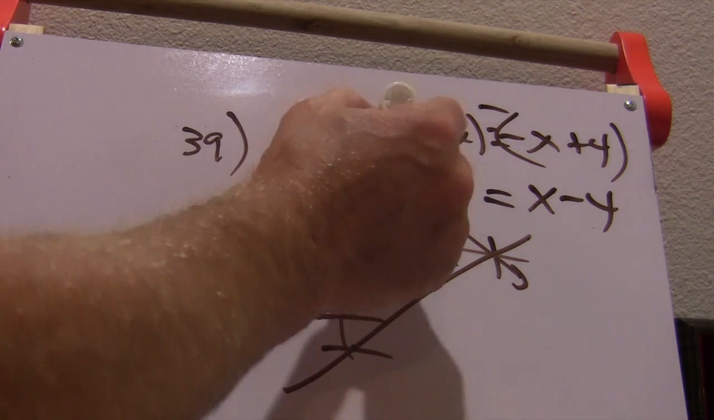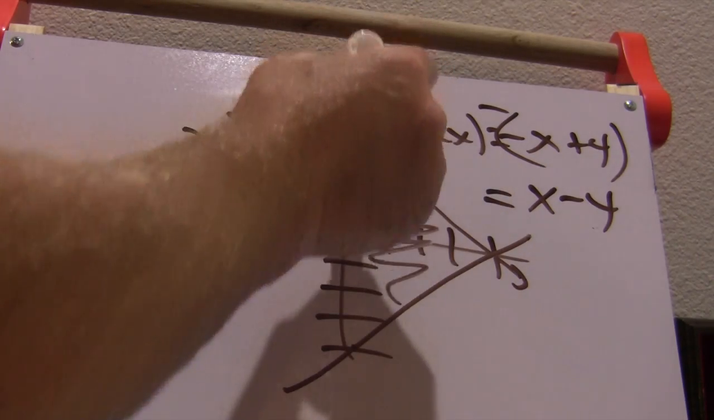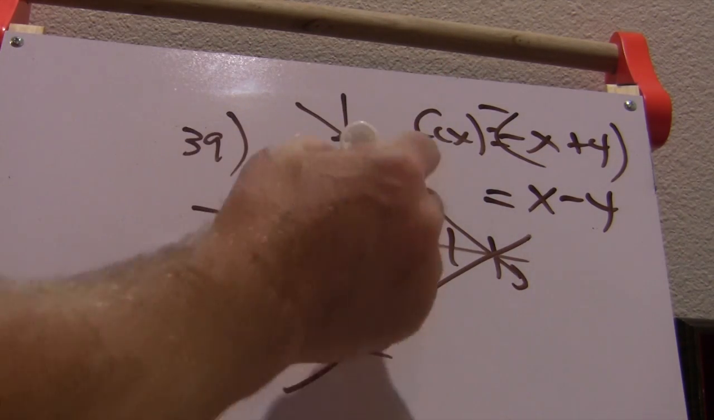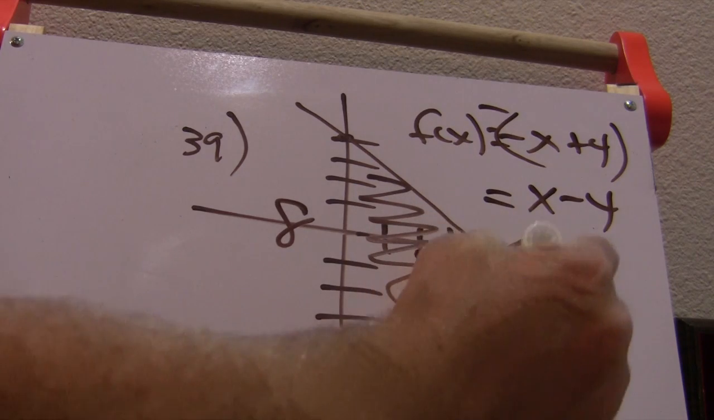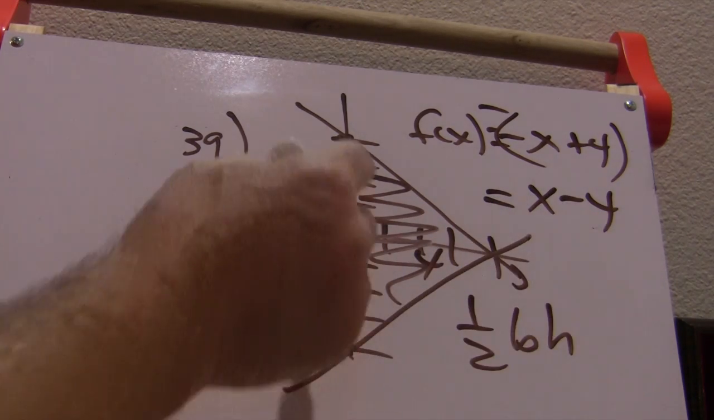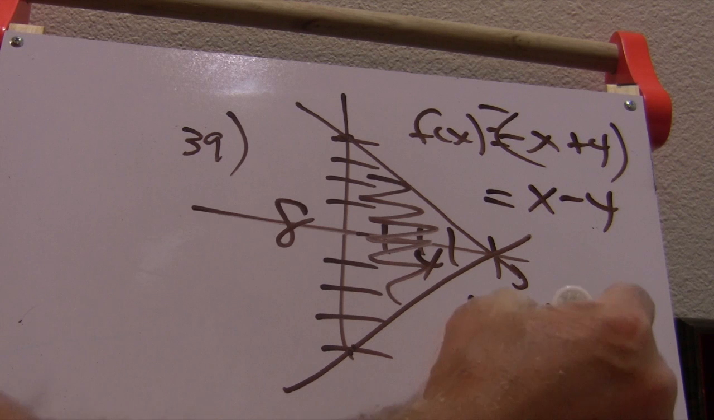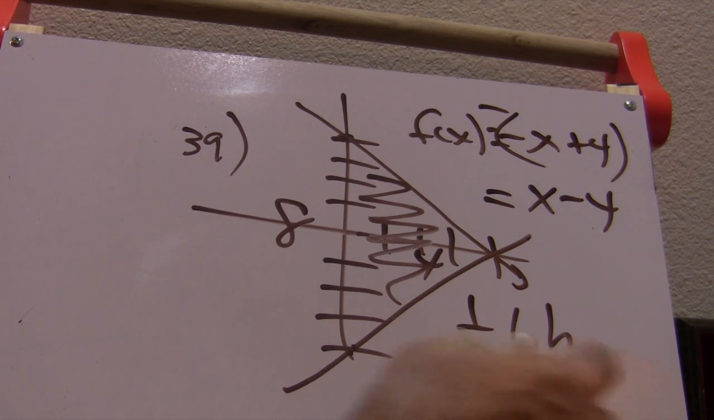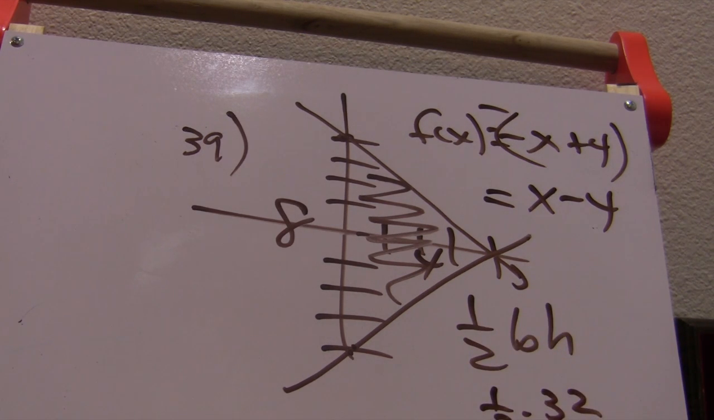And again, they want us to find this area. So from 4 to negative 4 is 8. And this is 4. So again, it's 1/2 the base times the height. 8 times 4, 32. And so the answer is 16.